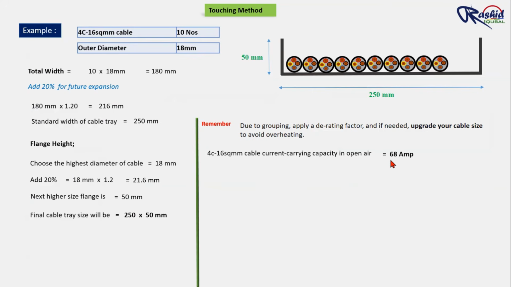Now, if we install 10 such cables together using the touching method without spacing, then we must apply a derating factor due to grouping, due to the touching method. So the standard derating table or manufacturer catalog, again let's see here.